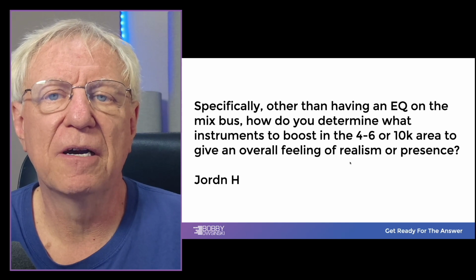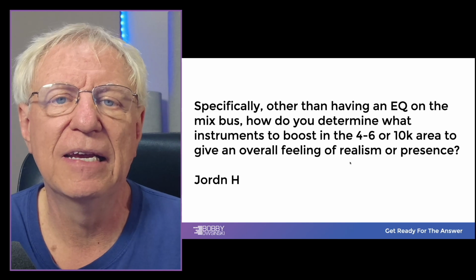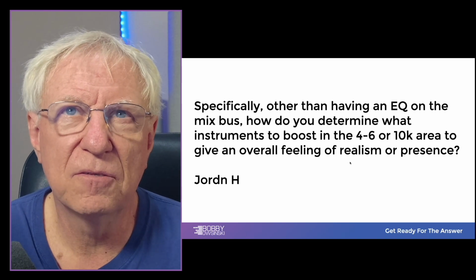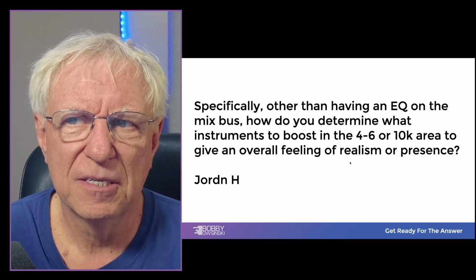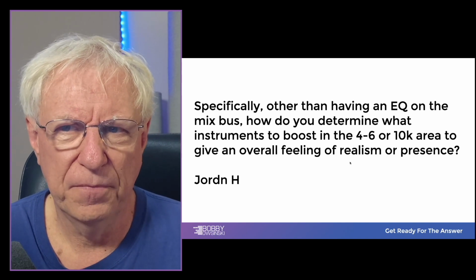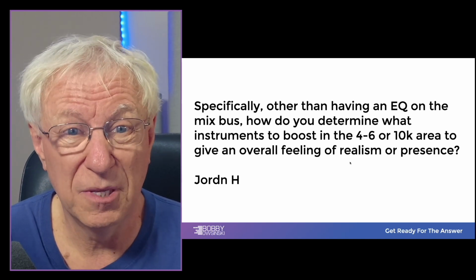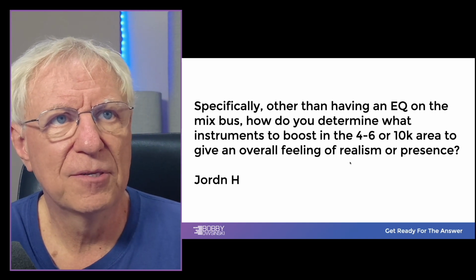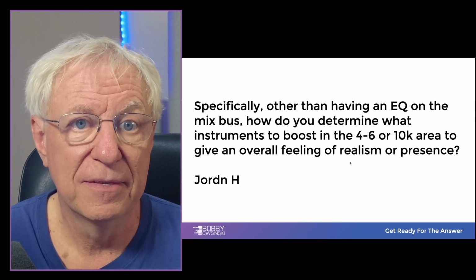From Jordan, specifically, other than having an EQ on the mix bus, how do you determine what instruments to boost in the 4, 6, or 10K to give an overall feeling of realism and presence? Well, first of all, let's just talk about realism. Realism comes from like 10K, the air frequencies. Sometimes it's not that you hear it so much, it's that it feels a little more real. This is especially on a vocal, where it seems a little closer to you. It seems a little more real. So again, when we're going to boost up there in the air frequencies, we're trying to give it something extra that it doesn't seem to have, to make it sound a little more real.